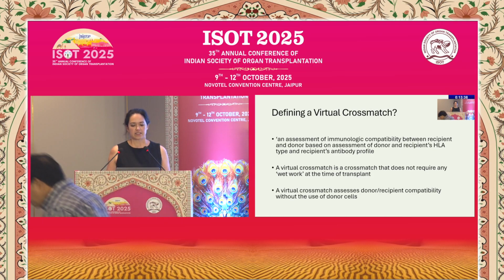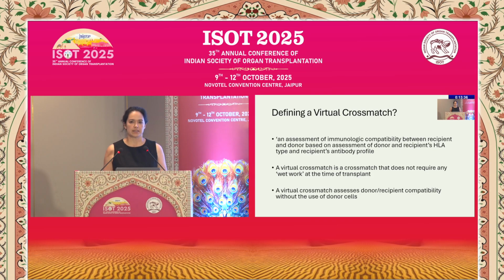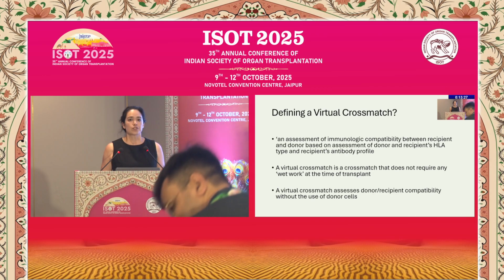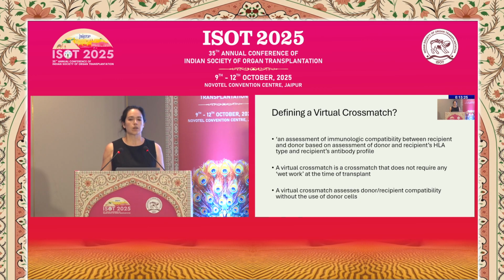One is an assessment of immunologic compatibility between a recipient and donor, and that's based on the assessment of their HLA type as well as the recipient's antibody profile. A virtual cross-match is a cross-match that does not require any bench work or laboratory work at the time of transplant, or a virtual cross-match assesses the donor and recipient compatibility but without the use of donor cells.